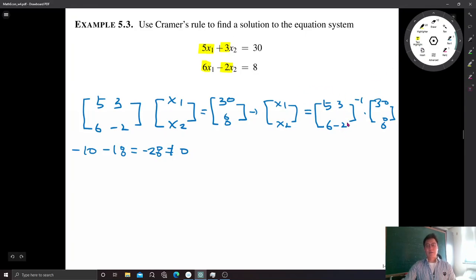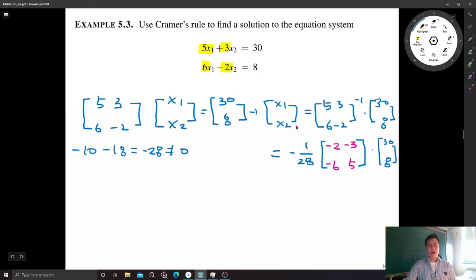And now we know how to compute the inverse matrix of a 2 by 2. So the reciprocal of the determinant, and the inverse matrix is going to be 2 by 2. And we switch the two entries on the diagonal and put negative signs on the off diagonals. Okay, so this is the inverse matrix of the coefficient matrix in this example.